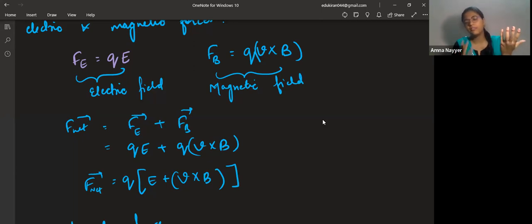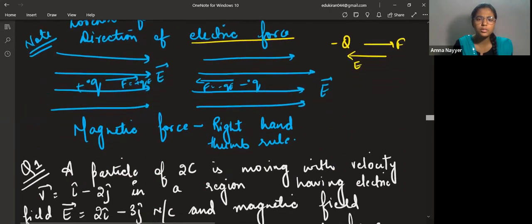Then you will combine both of them. You will add the electric force plus the magnetic force. That is the total force that you will get: one force from the electric field, one force from the magnetic field. You will add them. The net force is Q E plus Q V cross B. This is just the formula for Lorentz force.